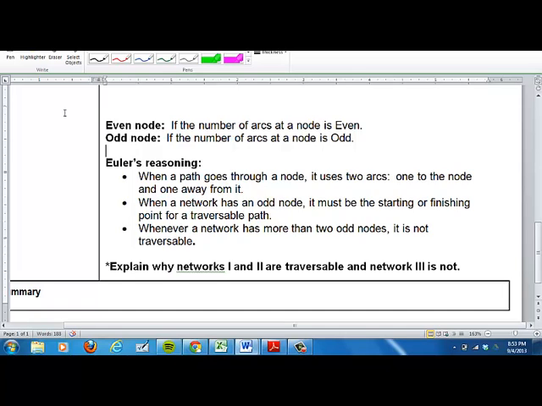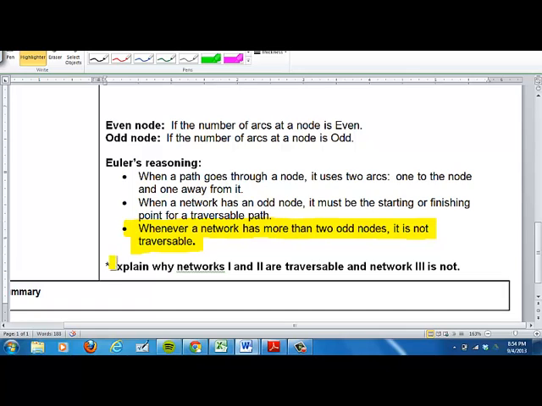When a path goes through a node, it uses 2 arcs, one to the node and one away from it. When a network has an odd node, it must be a starting or finishing point for a traversable network. When a network has more than 2 odd nodes, it is not traversable. This statement right here is very important. Knowing that if there are more than 2 odd nodes, we immediately know that network is not traversable.